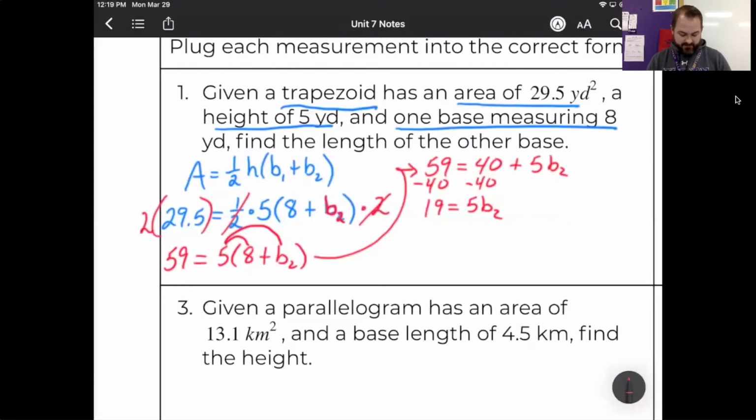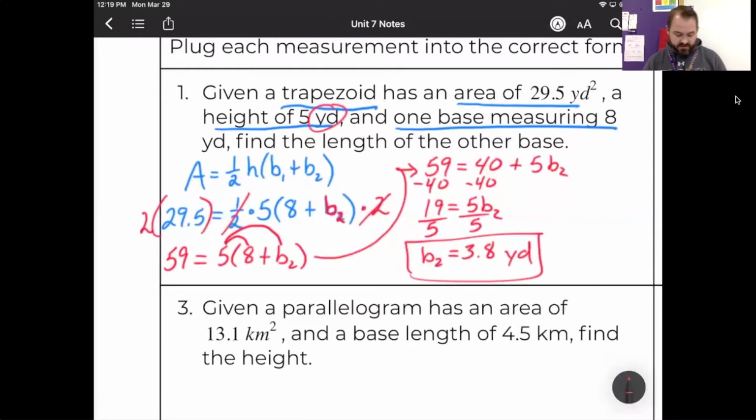And then we divide by 5. Okay, when we divide by 5 here, that means that the other base gives us about 3.8. Okay, and the unit of measure here is just yards, not yards squared. We only found one length measurement, not the area. Okay, so here, let's try another one.